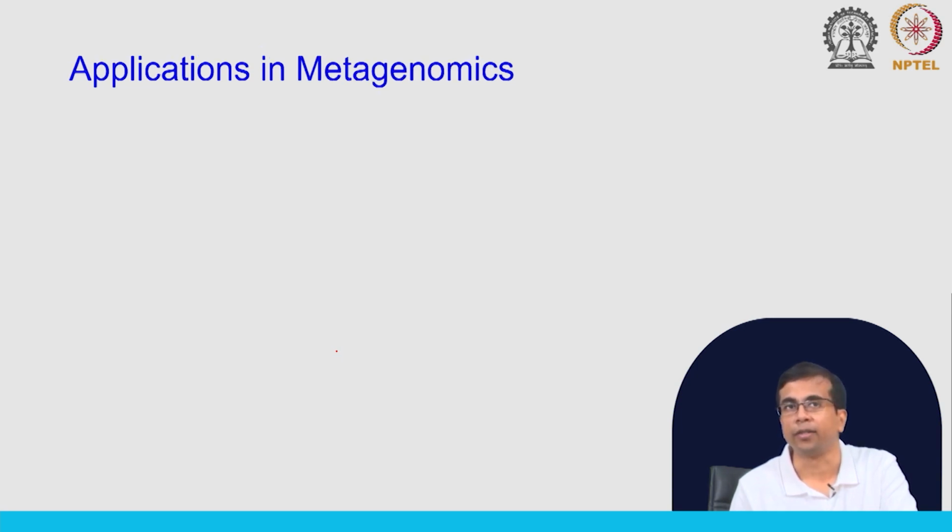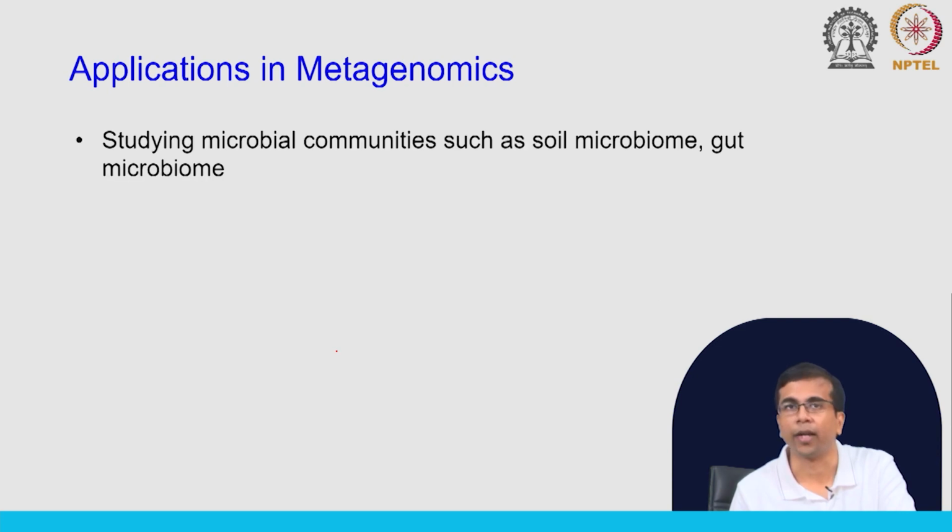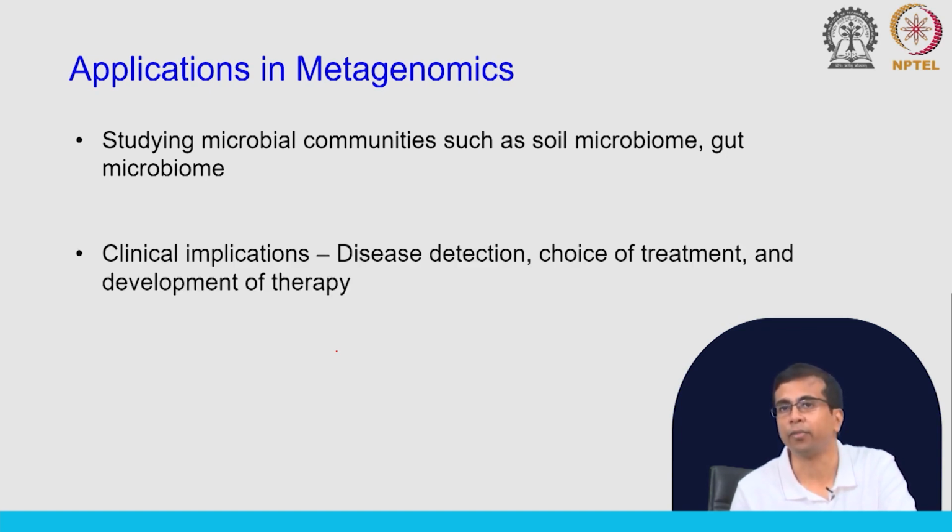And finally, these methods have been applied in something called metagenomics. Again, this is the study of microbial communities. For example, we have something called soil microbiome or gut microbiome. We have these microbial species living inside our body, and we can study them, and this has very important clinical implications. For example, for disease detection, deciding which kind of treatment to specify, or developing novel therapy that can prevent certain types of diseases, right.